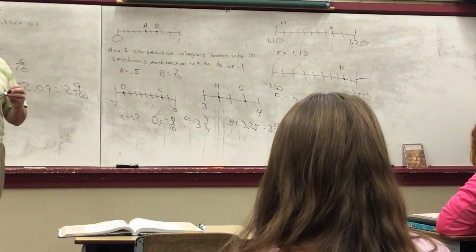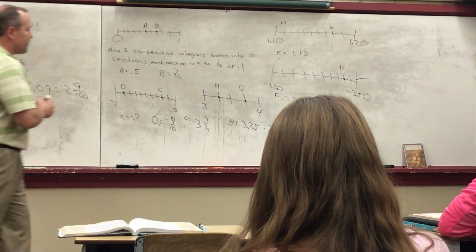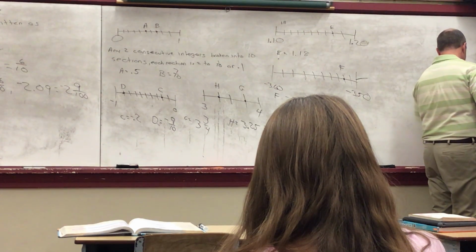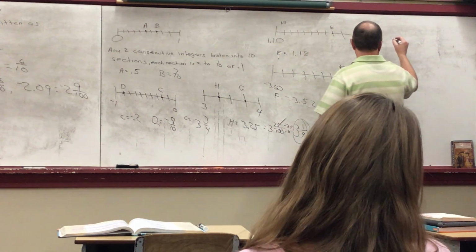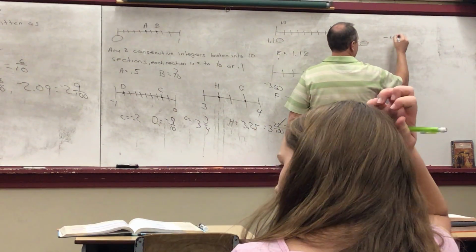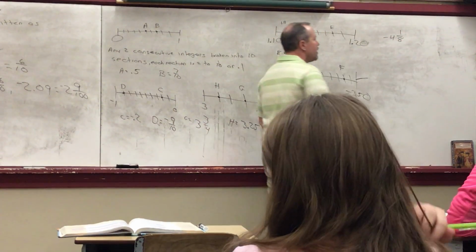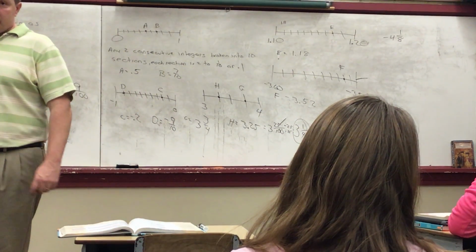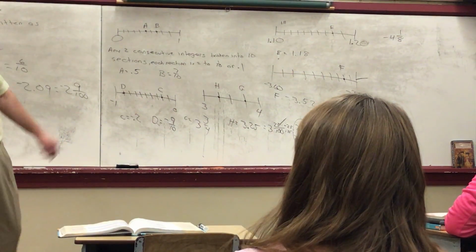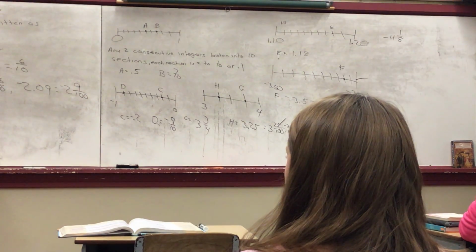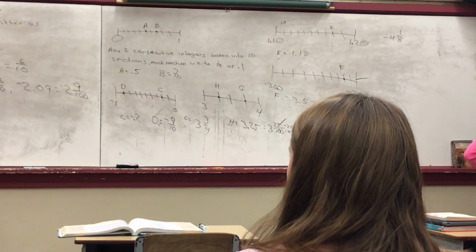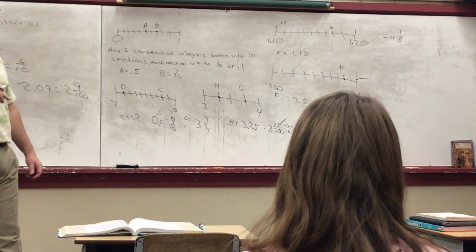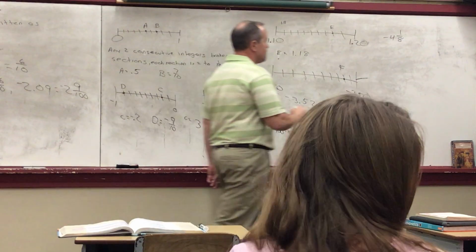Questions about that? If we had this, -4 and 1/8. What 2 integers is -4 and 1/8 between? Declan? -4 and -5.